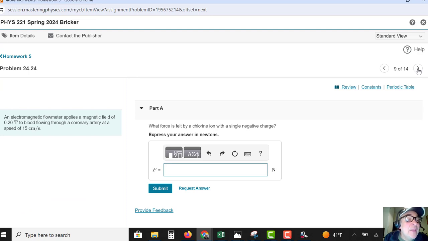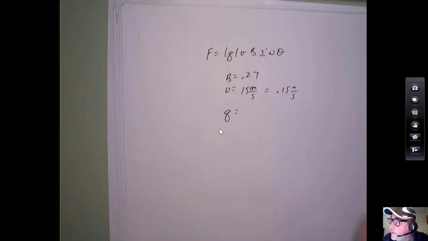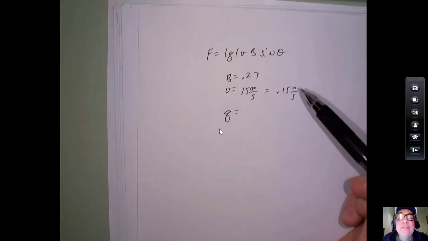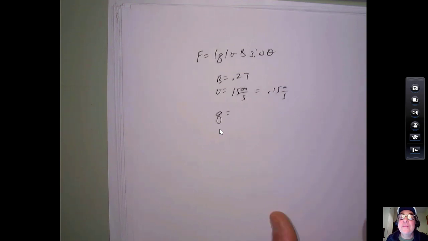Let's see. An electromagnetic flow meter applies a magnetic field of 0.2 Teslas to blood flowing through the coronary artery at 15 meters per second. What force is felt by a chlorine ion with a single negative charge? Okay, so what force is felt by this? Let's take a look at this. Okay, so it's a moving charge in an external magnetic field, so it's going to experience a force.